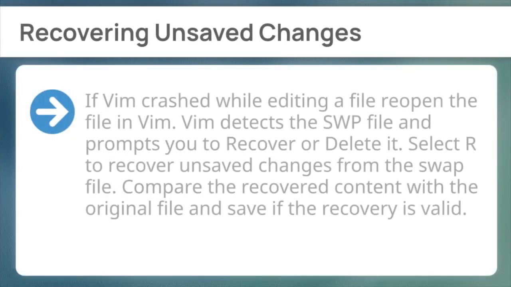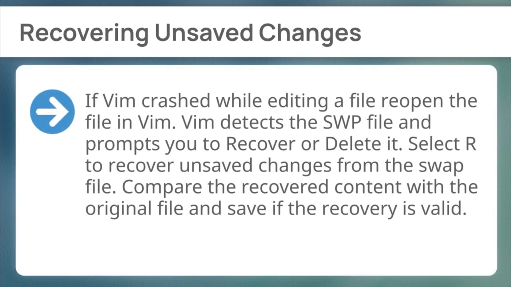First, recovering unsaved changes. If Vim crashed while editing a file, reopen the file in Vim. Vim detects the SWP file and prompts you to recover or delete it. Select R to recover unsaved changes from the swap file. Compare the recovered content with the original file and save if the recovery is valid.